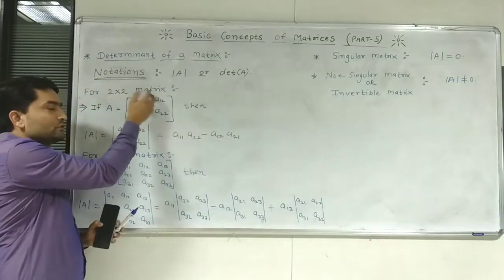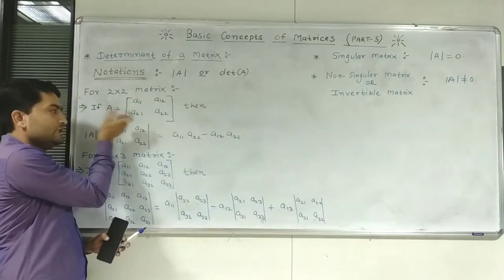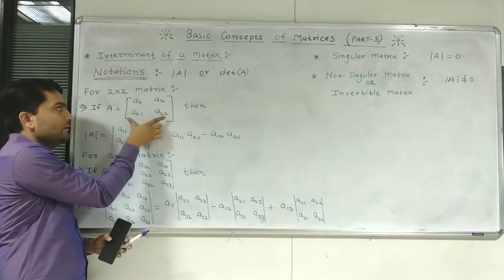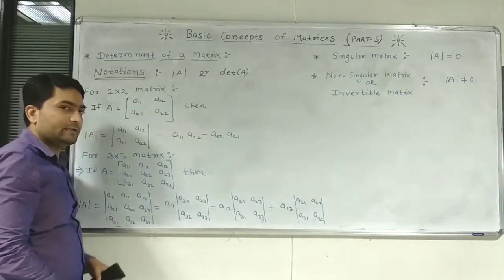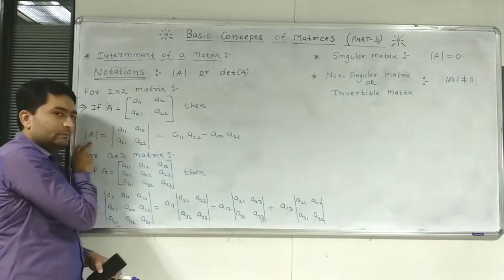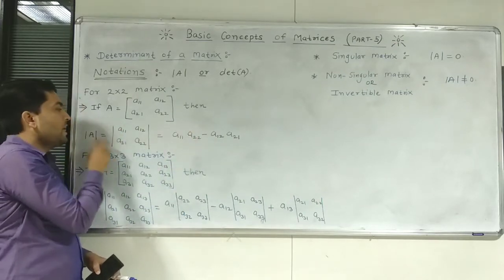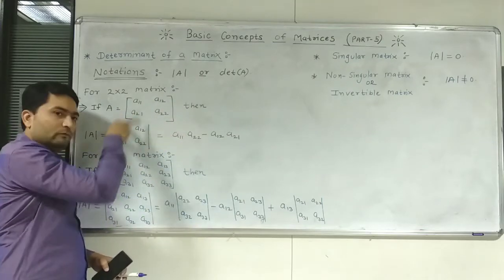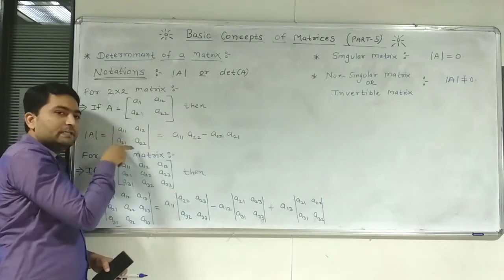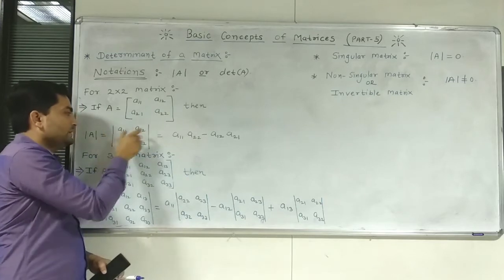So if 2 cross 2 matrix is given, for example, in general 2 cross 2 matrix A is equal to A11, A12, A21 and A22. This matrix is given. Then we have to find out its determinant. So notation is mod A and the matrix is written in bracket form and the determinant is written between vertical lines. Okay, so this is the determinant.